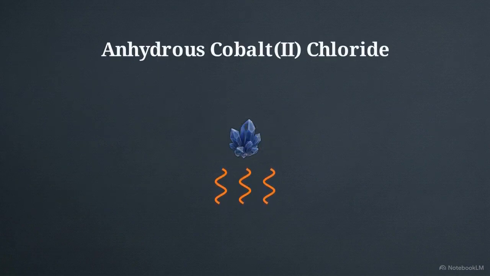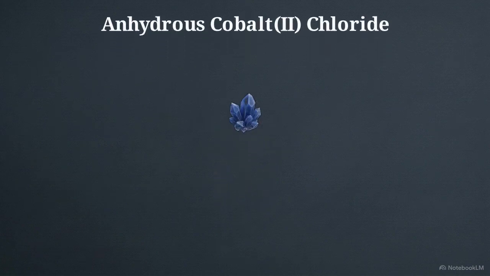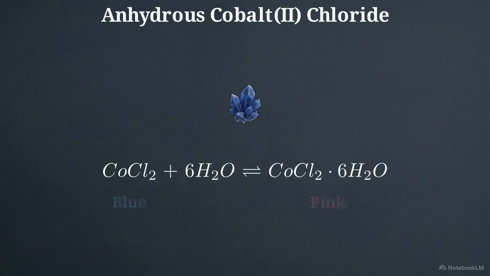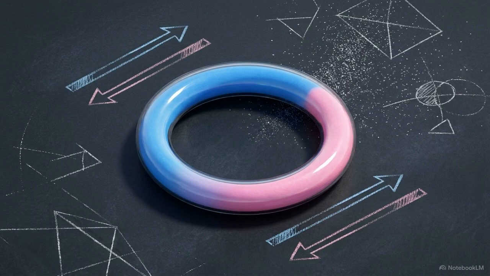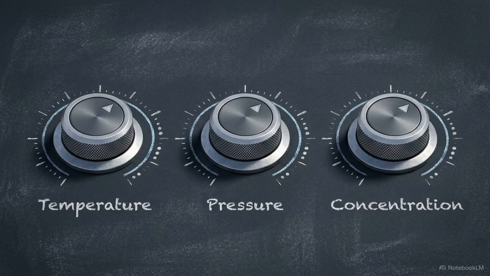The equation is CoCl2 plus 6H2O, reversibly forming CoCl2.6H2O. Because the products in the system can continuously reform the original reactants, we can manipulate this chemical loop. By altering the environment, we can control exactly what the reaction outputs.